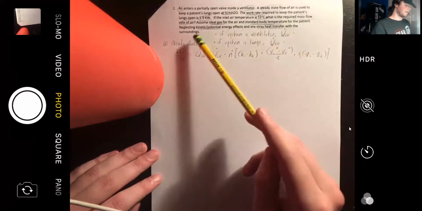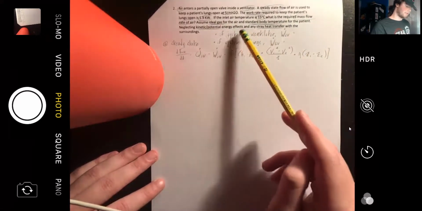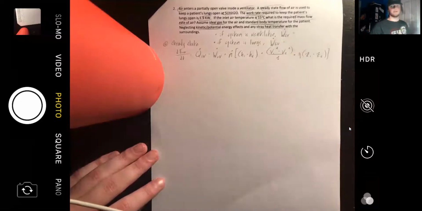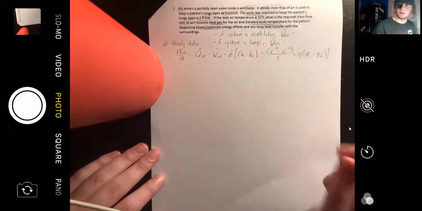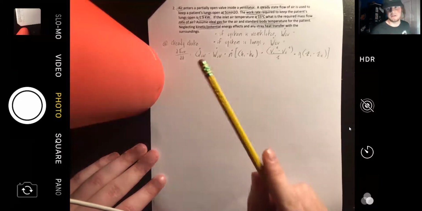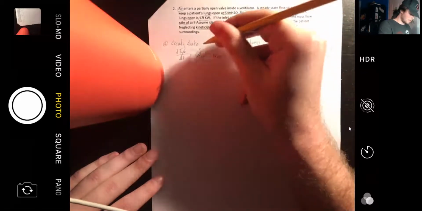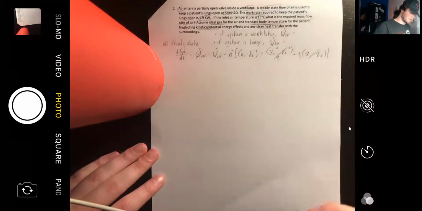Assume ideal gas for the air and standard body temperature for the patient, neglecting kinetic/potential energy effects and any stray heat transfer with the surroundings. So, because they mentioned all these factors and how they don't matter, I am convinced you have to use the energy rate balance equation at steady state. Because at steady state, this will be 0, and there's no change in energy in steady state. This is negligible. There's only one mass flow rate because it's steady state, and these also cancel out.